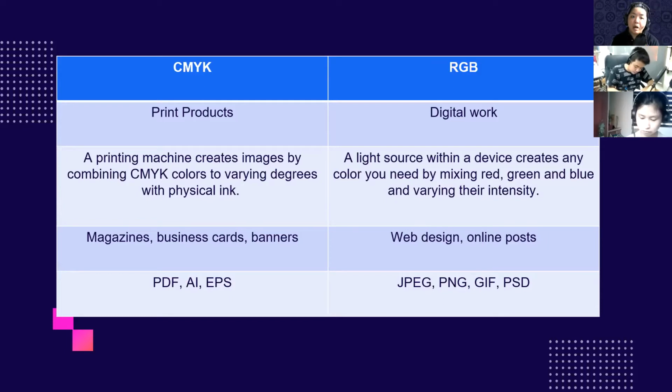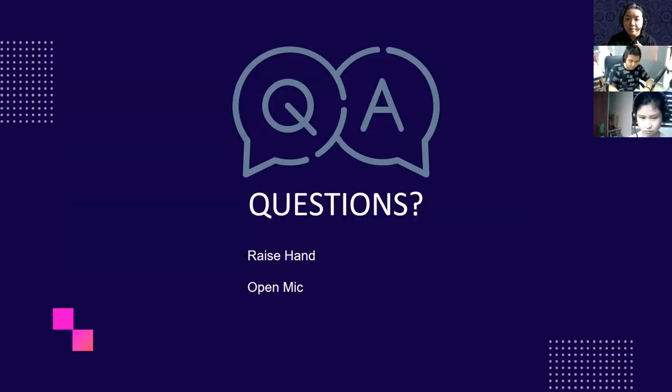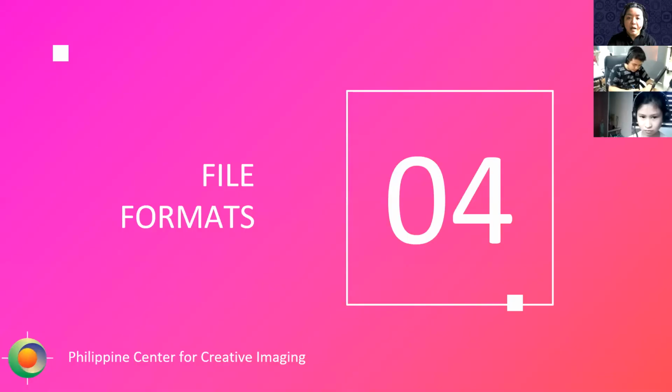For CMYK, ideal file formats or best practice would be saving it in PDF, AI, or EPS. For RGB, ideal file formats would be JPEG, PNG, GIF, and PSD. Again, you have a video that you can watch that gives you a clear difference between the two. But more or less we've already covered those two. Pang review lang.